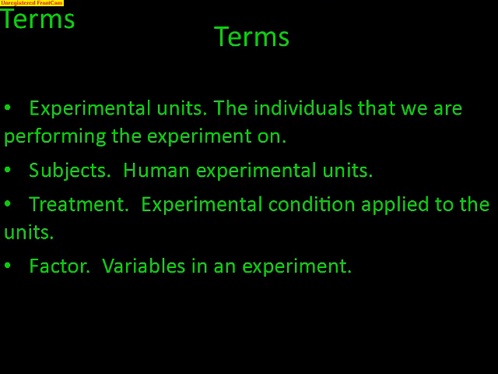Some of the terms we need to know are experimental units, and these are the individuals that we're performing an experiment on. Now remember, an individual could be people, which we call subjects. Not nice to refer to people as experimental units, but an experimental unit could be, say, a car tire, or a car, or motorcycle helmet. It could be just about anything. And as I mentioned, subjects are human experimental units. Treatment is what we're trying to test. And then a factor is one of the variables in an experiment.